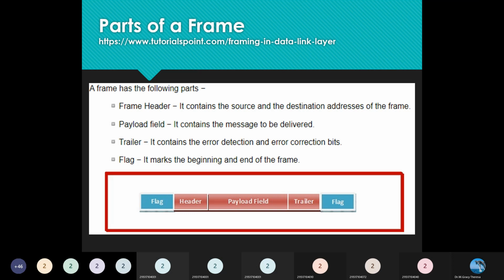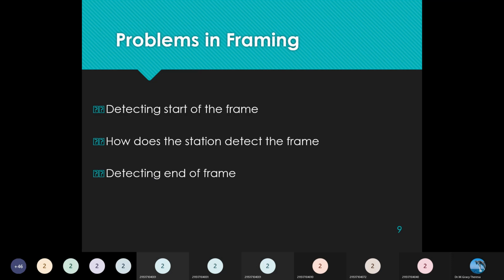Okay. So next, what is the problem in framing? We said that we are doing framing, and what is the problem in framing? We are encapsulating and we are giving a frame header, a frame trailer, and the payload along with the two flags. But what is the problem? Detecting the starting of the frame. We know that detecting the starting of the frame is done by means of a flag. So how to indicate that a frame is being started? That is a good question.